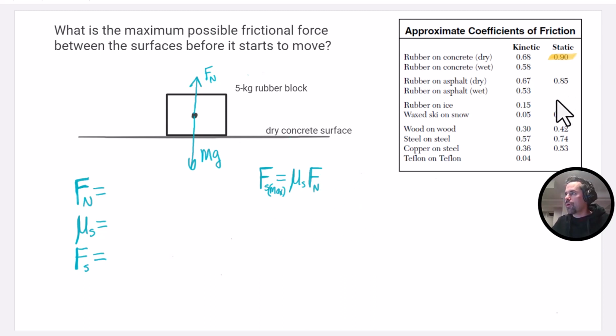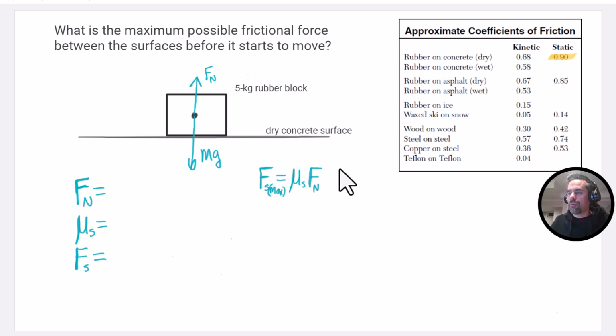Okay, so we're going to use the coefficients of friction. They are found on your reference tables in the front. And we're going to do rubber on concrete. This is a dry concrete surface. This is a 5 kilogram rubber block. We want to see how hard we could pull on this before it starts to move, and that would be where the maximum static friction force is. So we're going to use this coefficient of static friction.